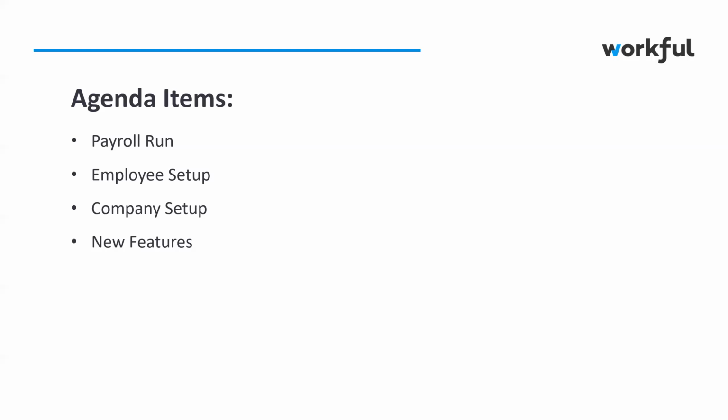So agenda items today, we want to cover the payroll run, so the step-by-step process to cut paychecks or to initiate direct deposits. We want to cover the employee setup. It's a little bit different from TaxSlayer Books, a lot simpler, I would say. That'll be section 2. Section 3 is creating a company. This would probably pertain more to the Workful Pro audience, but I still want to cover it for the business owner customers as well.